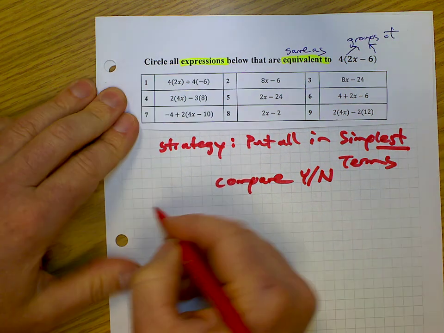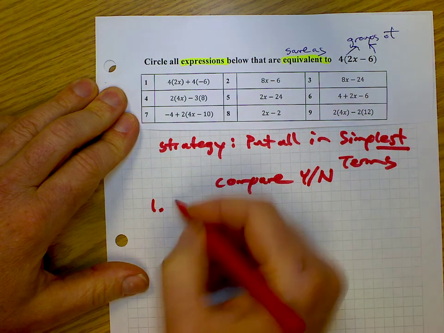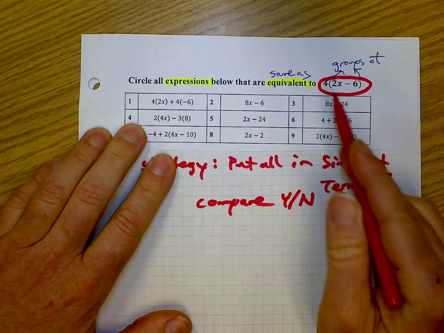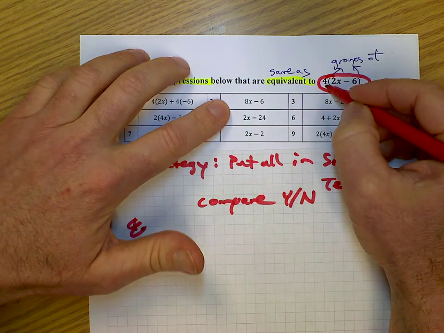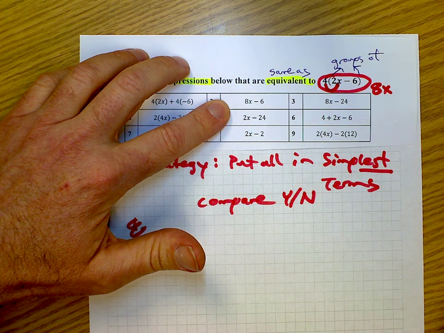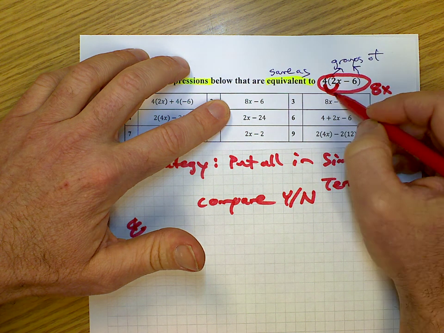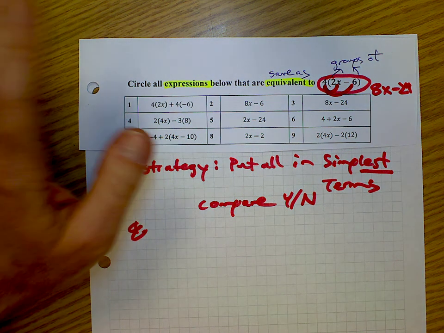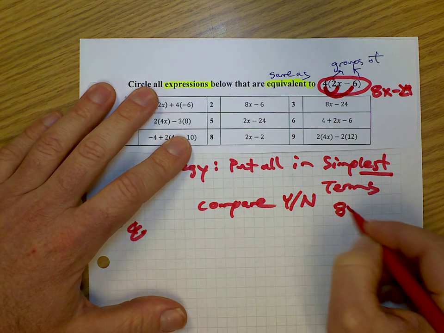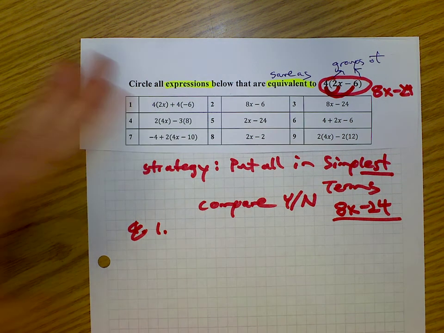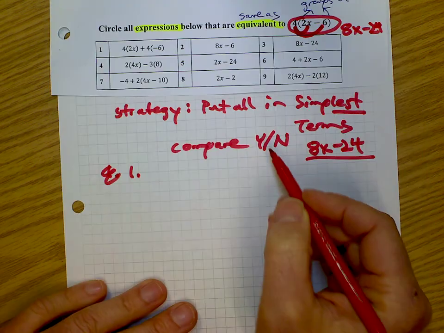So let's start here with number 1. Oh, wait, first of all, let's take this. How are we going to know if it's equivalent to that unless that is in simplest terms? So let's say I have 4 groups of 2 bears, like we just had. That makes 8 bears. And let's say I have 4 groups of 6 Sharpies or whatever, right? It's the same thing, reorganized in a different way. So I'm looking for 8x minus 24. Okay? Anything here that matches that, I'm just going to answer yes. Easy money.